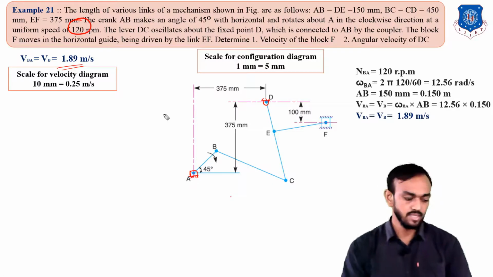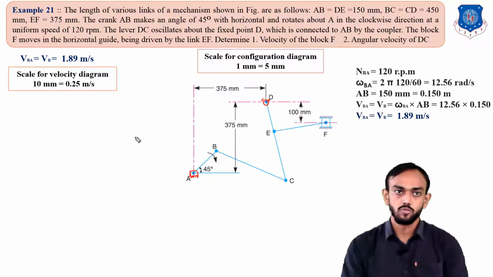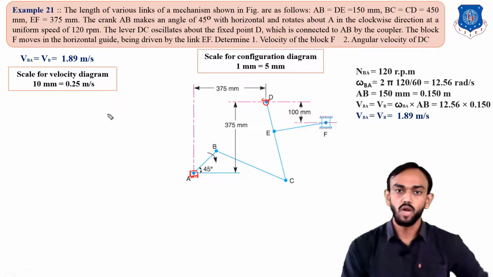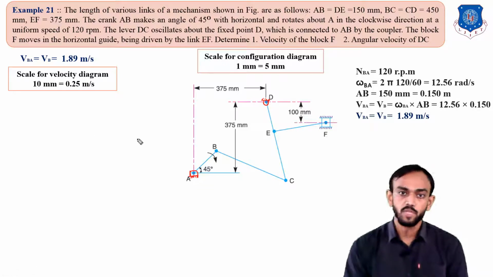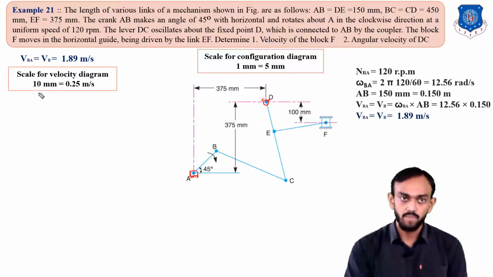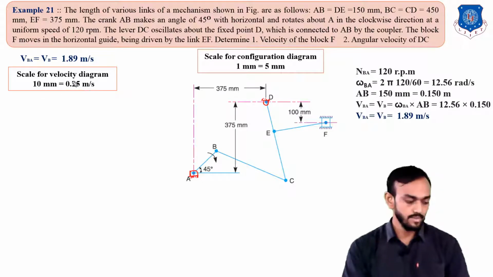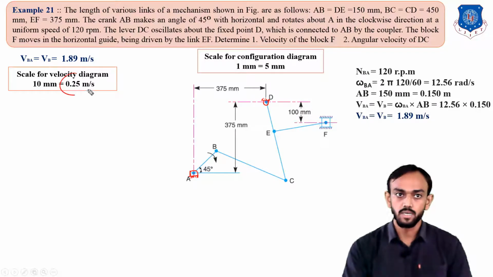The answer will be similar for any scale. So now 10 mm is equal to 0.25 meter per second. What will be the length of our first vector, which is the AB vector? First of all, 10 mm: as you can see here, 0.25 meter per second is equal to 10 mm. Our velocity is 0.189.